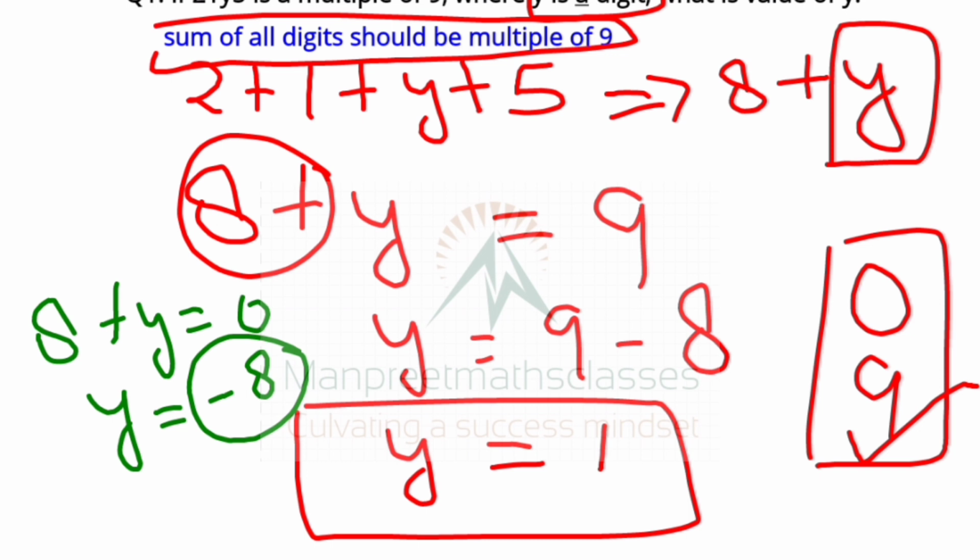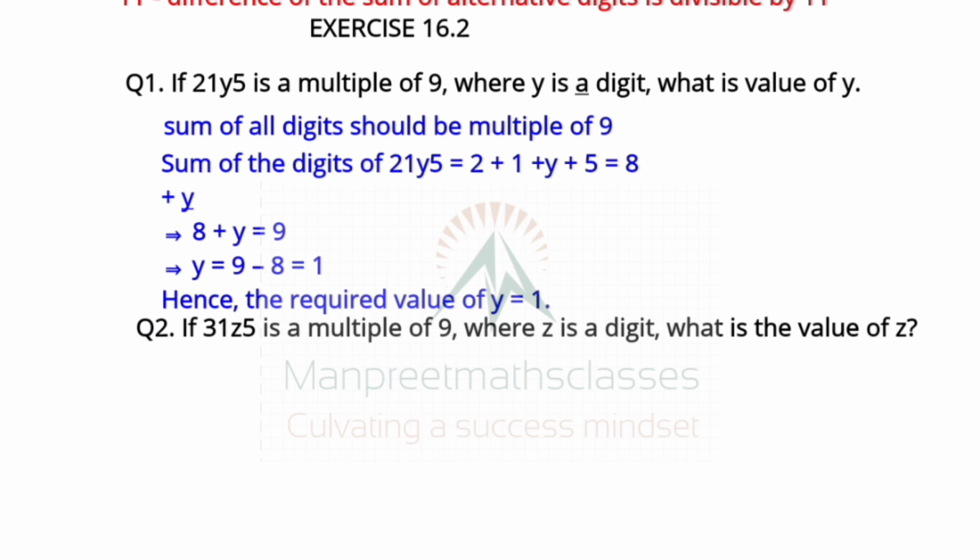Now let's move on to the second question. Question number two is, if 31z5 is a multiple of 9 where z is a digit, what is the value of z? So let's solve it.